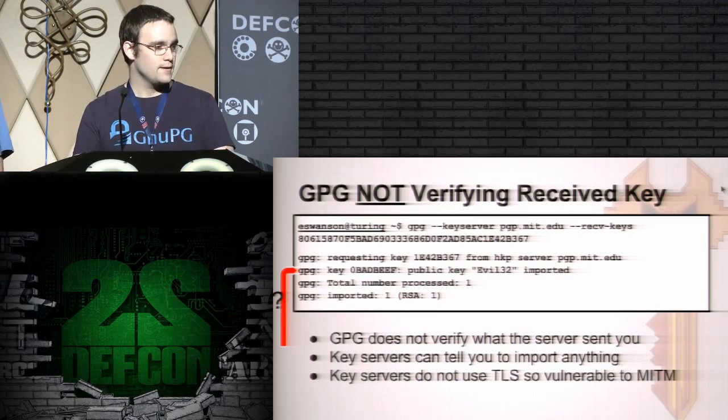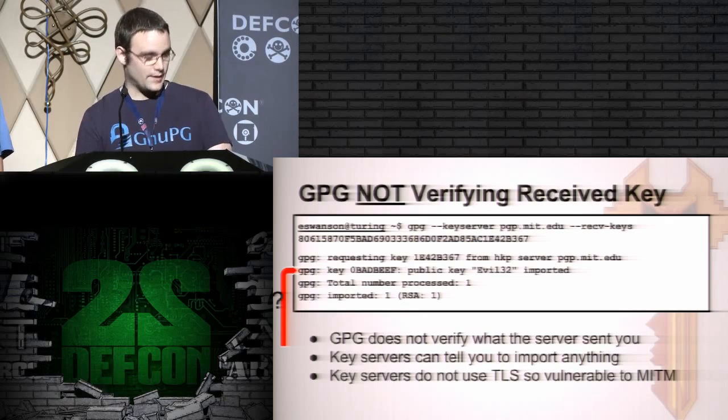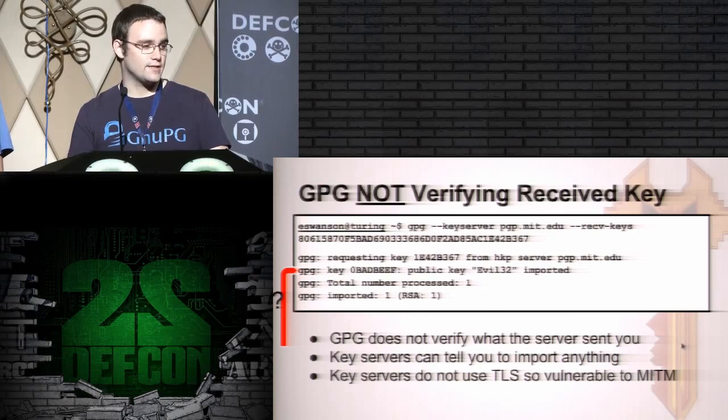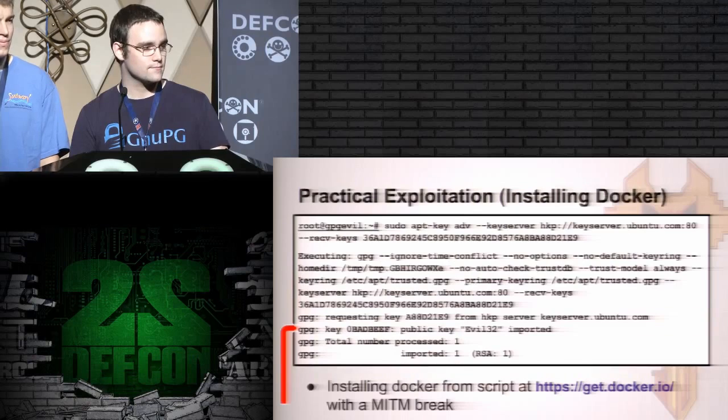And slightly more worryingly, GPG doesn't even verify that the received key matches the one you asked for. So if you ask for the full fingerprint, but there's, for example, a man-in-the-middle break. In this case, we have a server impersonating pgp.mit.edu, which returns back the 0 bad beef key. Clearly, that doesn't match the fingerprint we asked for, but again, GPG gives no warning, and this key is in your key ring. Since GPG doesn't verify anything, the key servers can tell you to import anything they want, and since the key servers don't use transport-level security or anything else like that, they're vulnerable to man-in-the-middle attacks.